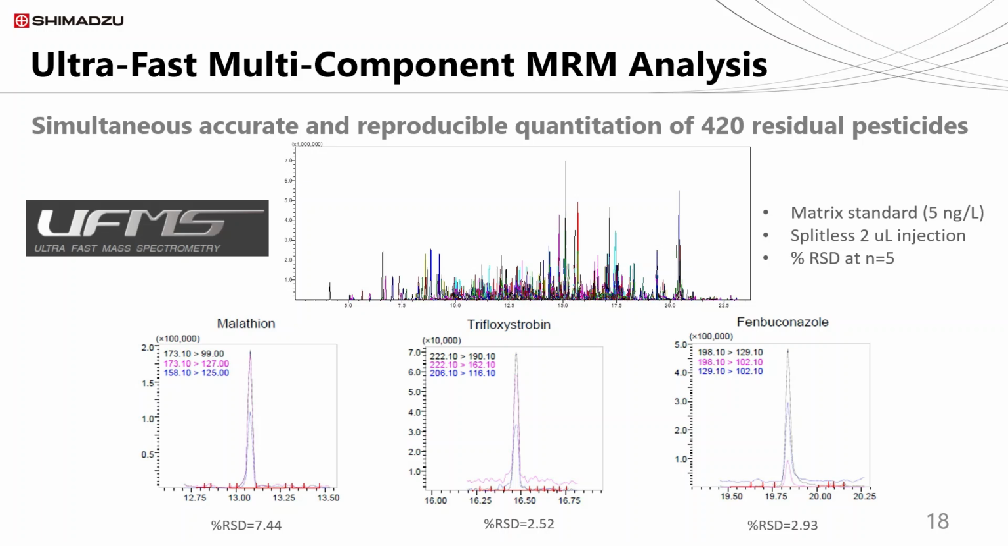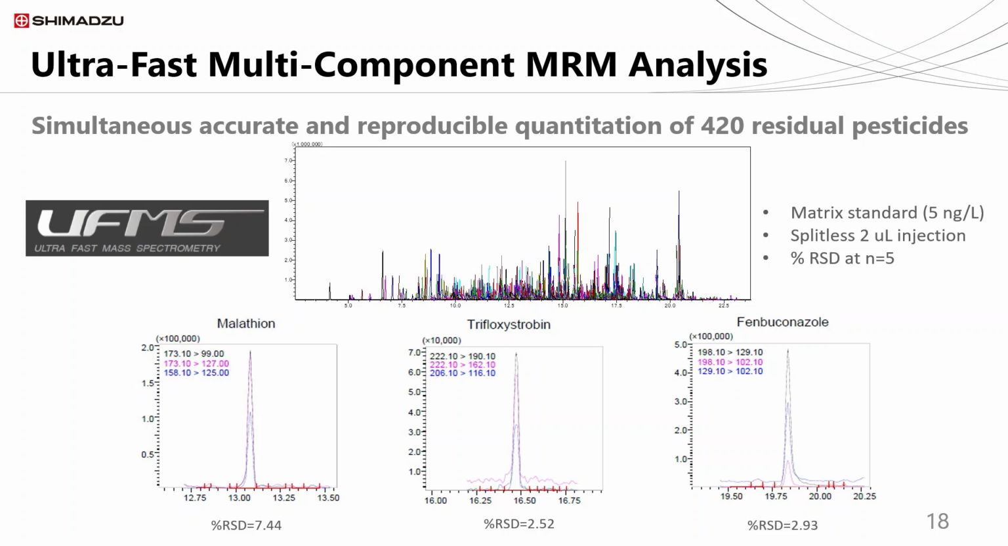In this, the real challenge is the analysis of a large number of samples. Each sample contains more analytes, and these have to be analyzed in the shortest possible time. This can be done with UFMS technology, which lies at the core of Shimadzu GCMS/MS as well as LCMS/MS.